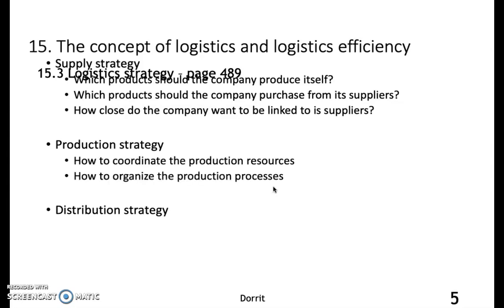Production strategy: how to coordinate the production resources, how to organize the production processes. This is also something we're going to talk about when we talk about capacity management, because capacity management is really about, okay, you have these machines, but how much do you actually produce? Do you produce the product that gives you the best return on investment, or do you produce the product that actually gives you the best contribution margin? That can be a dilemma.